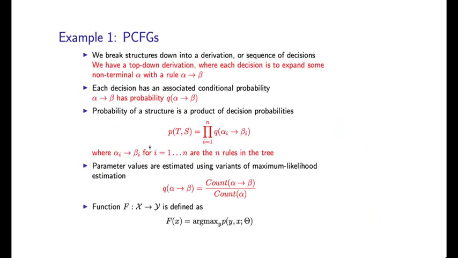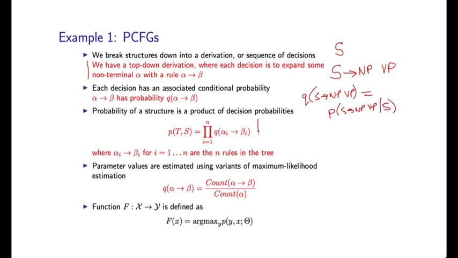Just briefly, here's a first example of this with PCFGs. What is the sequence of decisions in a PCFG? We talked a lot about leftmost derivations or top-down derivations. At each point in a derivation we have some non-terminal, for example S, and our decision is to expand that with some rule, for example S goes to NP VP. Each of these decisions has an associated conditional probability, so q of S goes to NP VP is a parameter that specifies the conditional probability of seeing the rule S goes to NP VP given that we're expanding S.